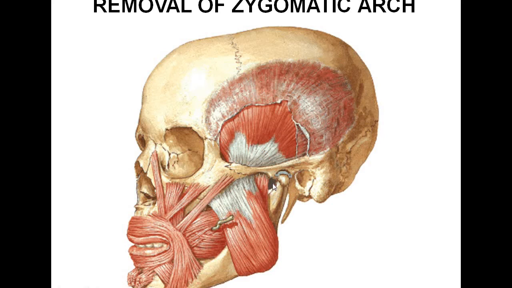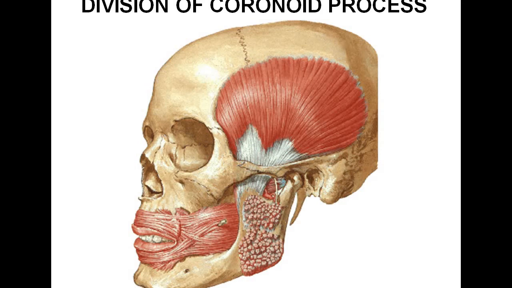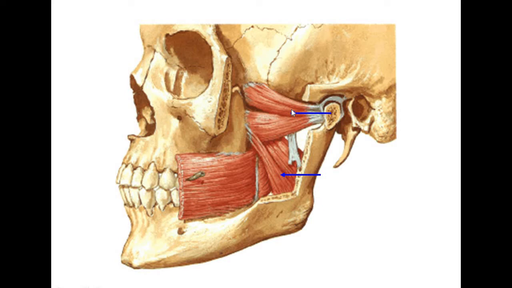For the exposure of the lateral and the medial pterygoid muscle, you have to cut the zygomatic arch. First line should be here, second will be here. After cutting this zygomatic arch, next part is to cut the coronoid process. So we will expose the lateral pterygoid muscle.